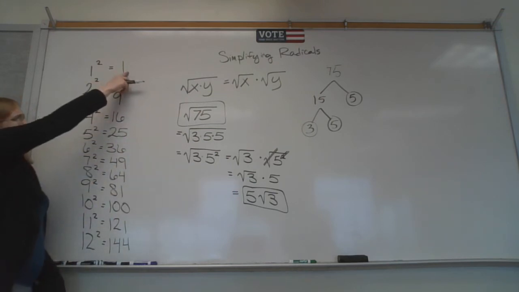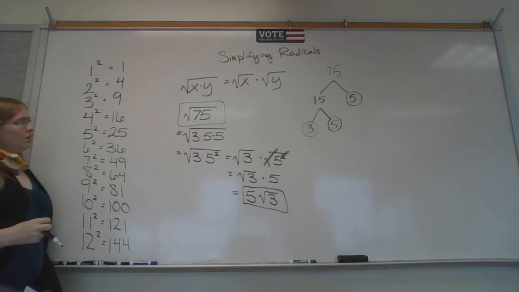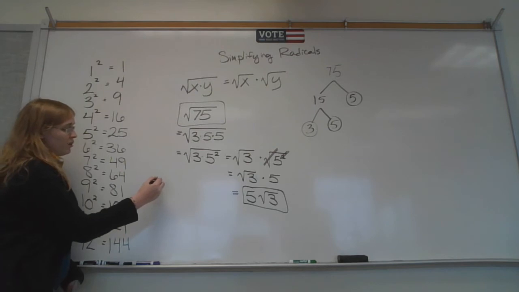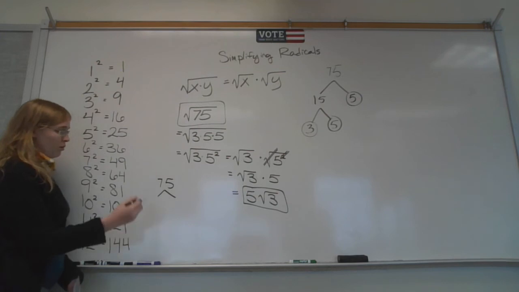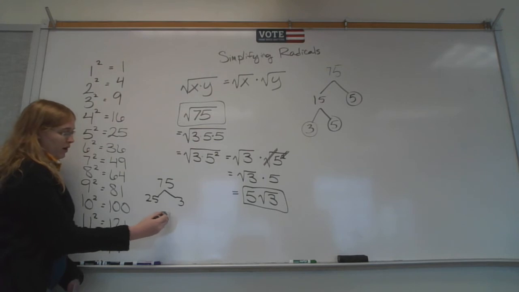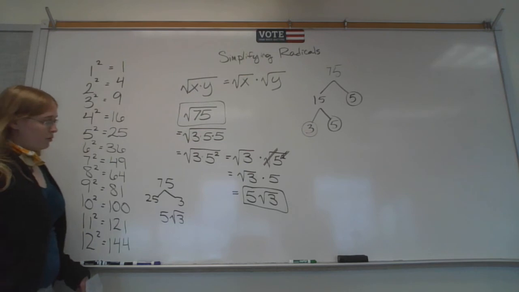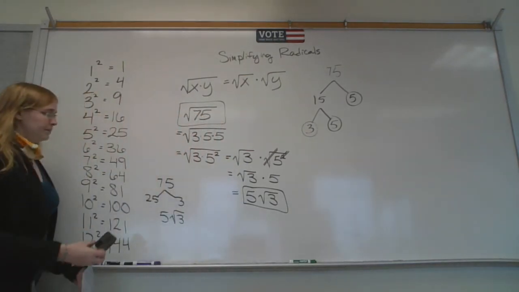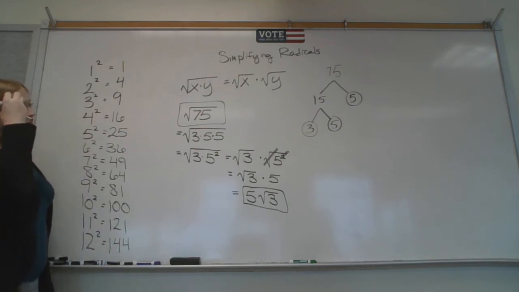I've noticed I really don't use these in this big list I've given you. I would use these if you were doing it a short and easy way. Because my short and easy way of doing this one is I would look at 75, know right away that it's 25 times 3, and then just say, oh, square root of 25 is 5, so 5 root 3. And I would use the long method if I didn't know what square root of 25 was. So that's square root of 75.